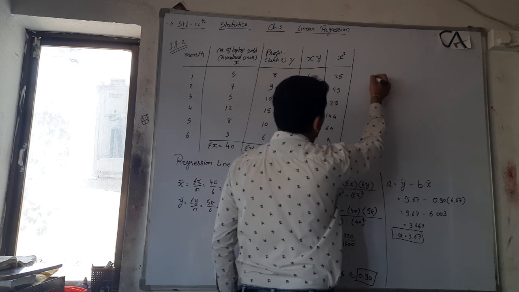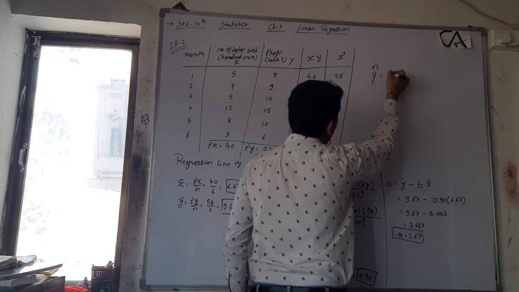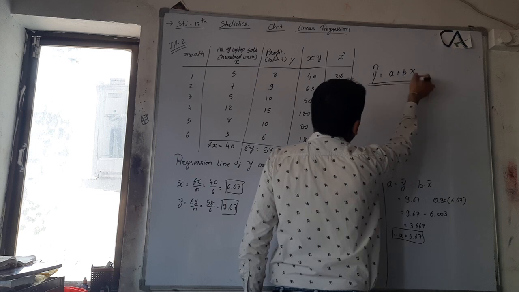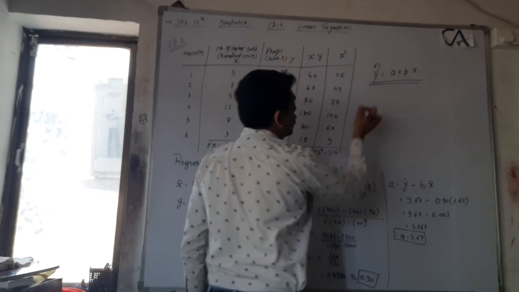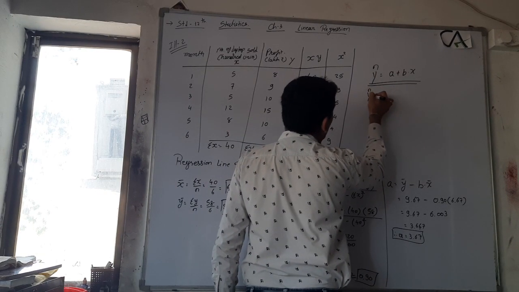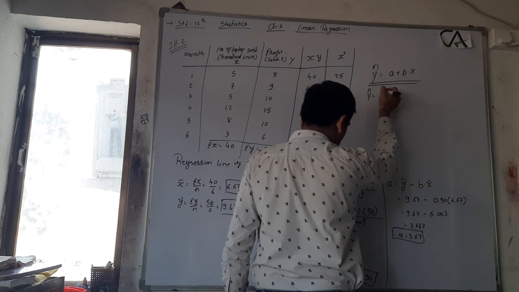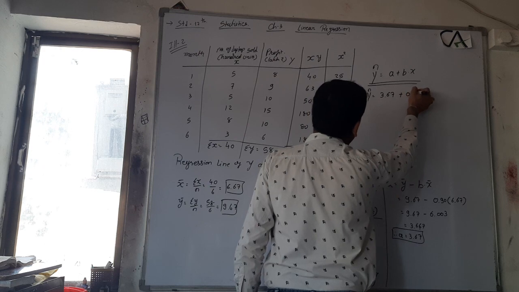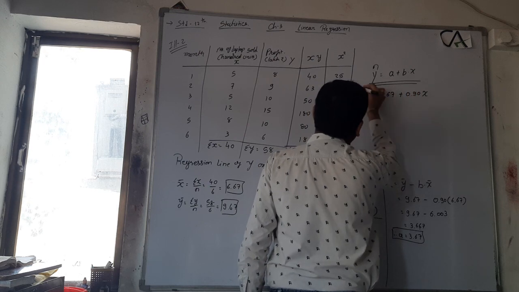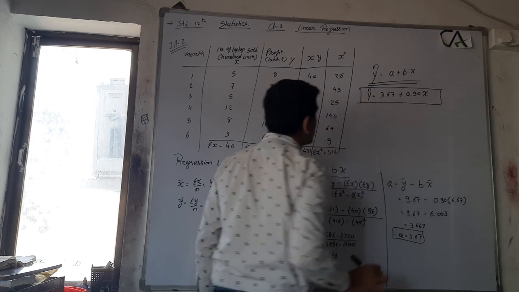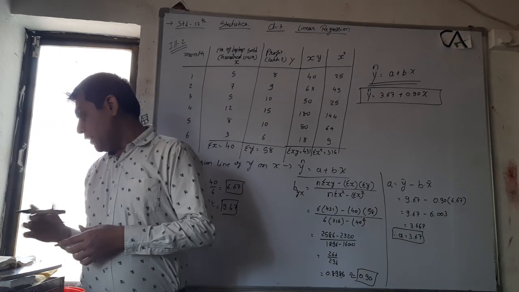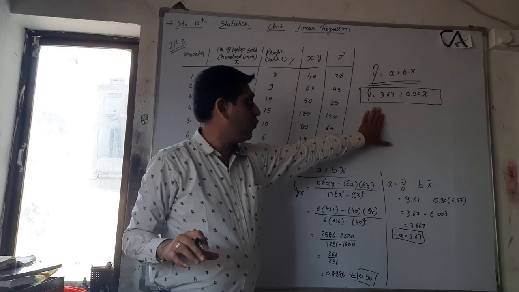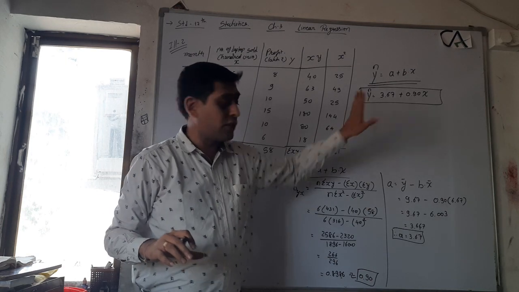Now, here I am writing y is equal to A plus BX. That is the main question they ask. So, estimated value of y, that is y cap, is equal to 3.67 plus 0.90x. This is your main answer. That is, obtain regression line of y on x. This is the regression line of y on x. This is your first answer.